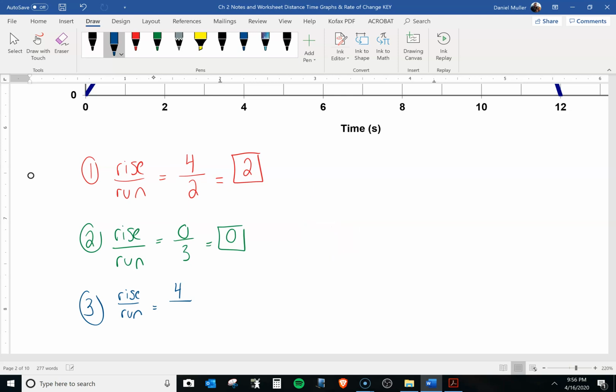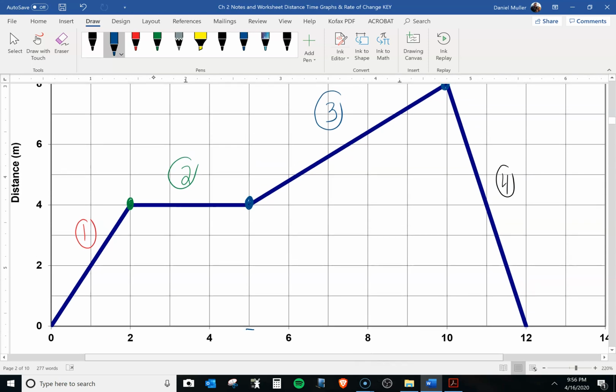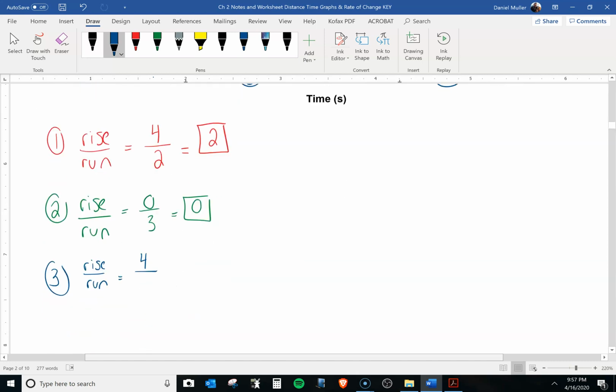And how far have we run? Let's take a look here. So we started here at 5, and we keep going up and up and up till we hit 10. So 5 to 10. So what was our run from there? Well, the gap from 5 to 10 would be 5. Okay, so it's 4 over 5.